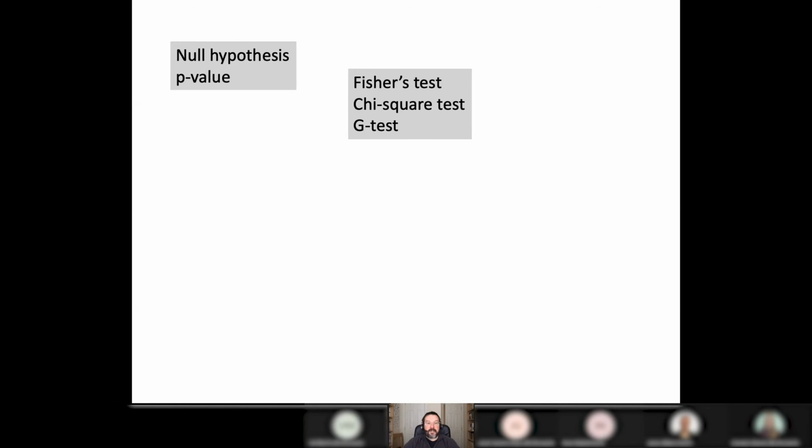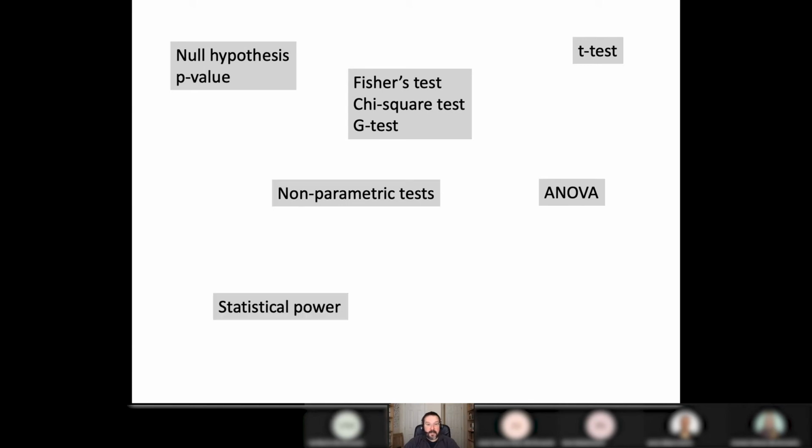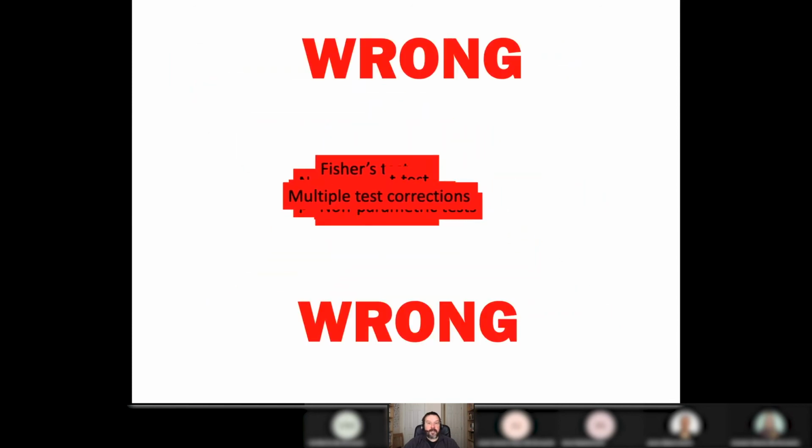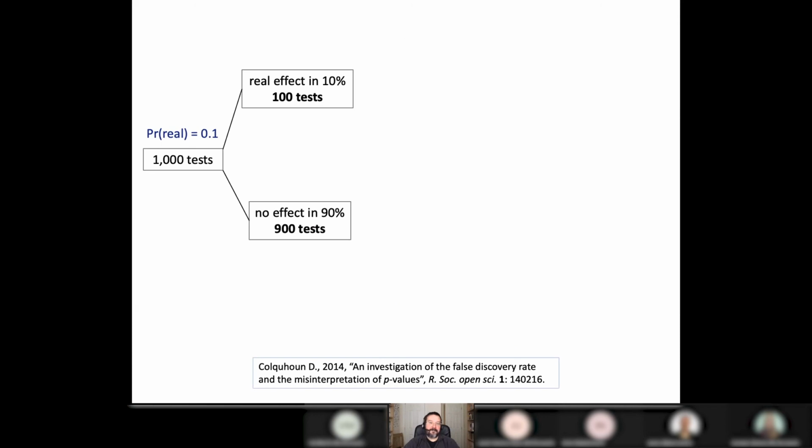In previous lectures, I talked about the null hypothesis, the p-value, and then applications using Fisher's test, chi-square test, g-test, t-test, ANOVA, non-parametric tests, statistical power, multiple test corrections. There's a lot of knowledge about p-values. Now, I'm going to tell you it's all wrong. Have a look at this example.